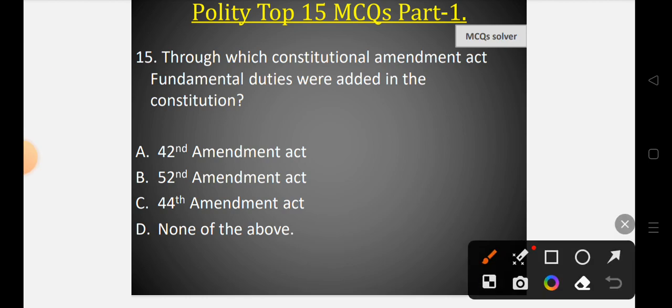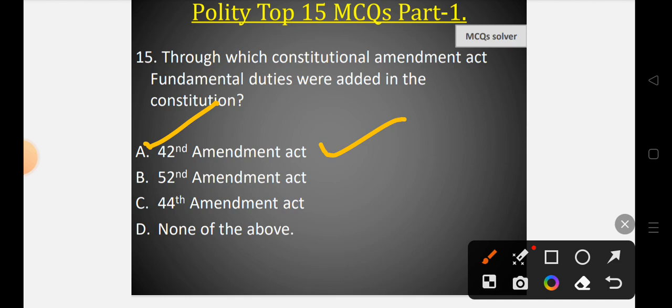So fundamental duties are a set of duties which were not in the original constitution, and they were enacted and inserted after the implementation of the Constitution of India during the Prime Ministership of Mrs. Indira Gandhi. So the correct option is option A, that is 42nd Amendment Act. Through the 42nd Amendment Act, the fundamental duties were incorporated in the Constitution of India.